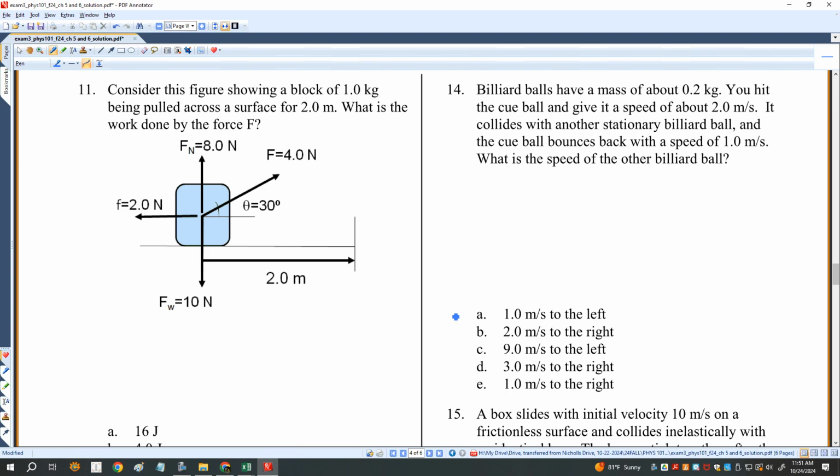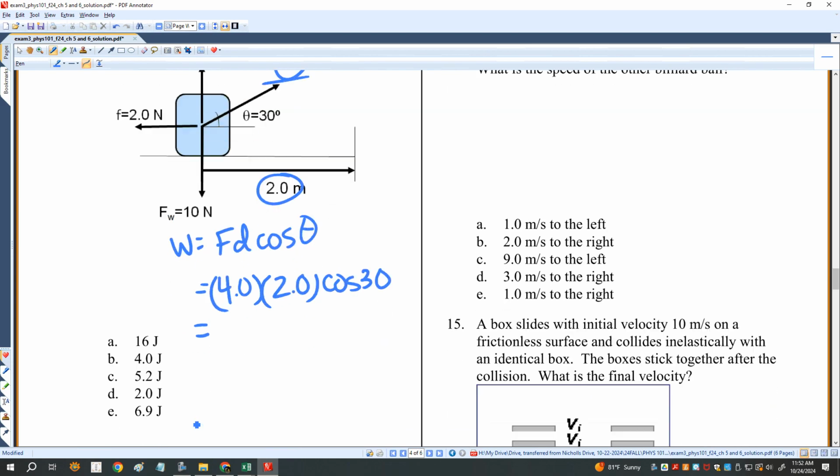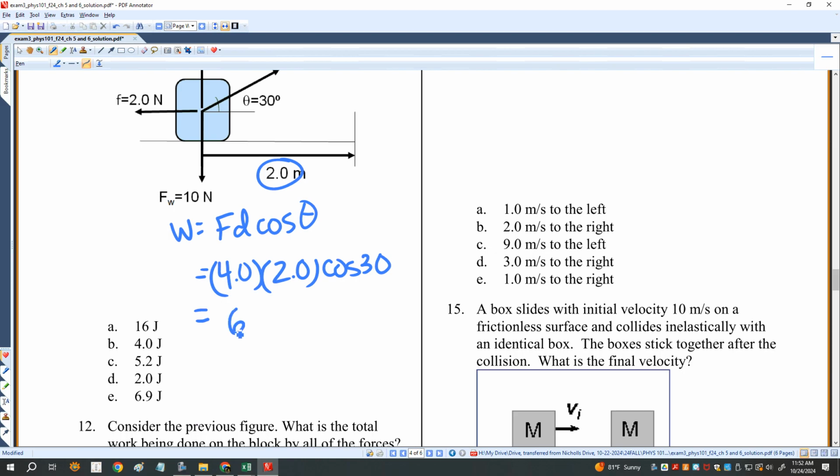All right, so here's a block. I have all the forces drawn on this block, and I have a couple of questions I ask you about it. First of all, what is the work done by the force F? That's this force. Work is Fd cosine theta. That's 4 times the distance, which is 2. 4 times 2 times the cosine of that angle, cosine of 30. And that's equal to 6.9 joules.